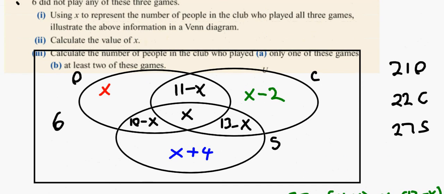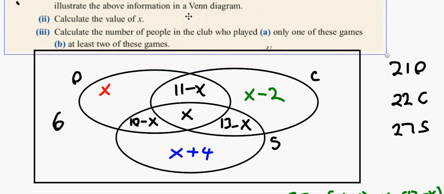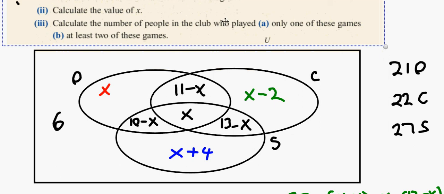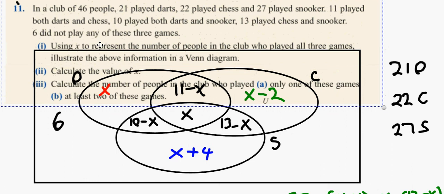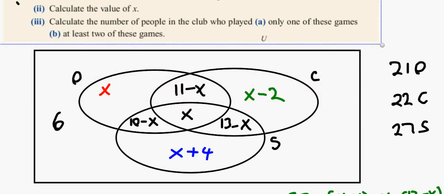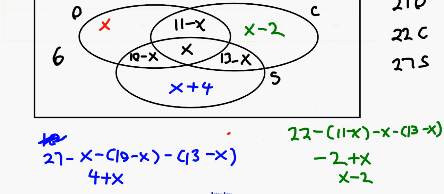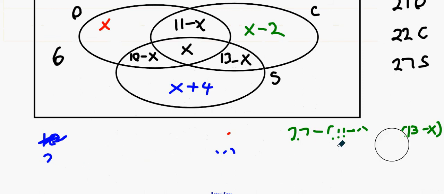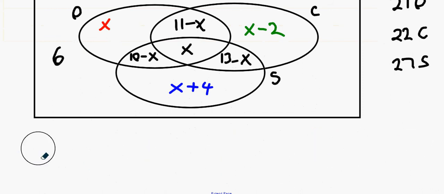Happy days. First of all, we got to calculate the value of x, and after we calculate the value of x, what does it need me to do? Calculate the number of people that played only one of these games, or at least 2 of them. Okay, let's do this. What does everything have to add up to? 46 people in the club. So everything's got to add up to 46. So once again, you got to slowly go through this.